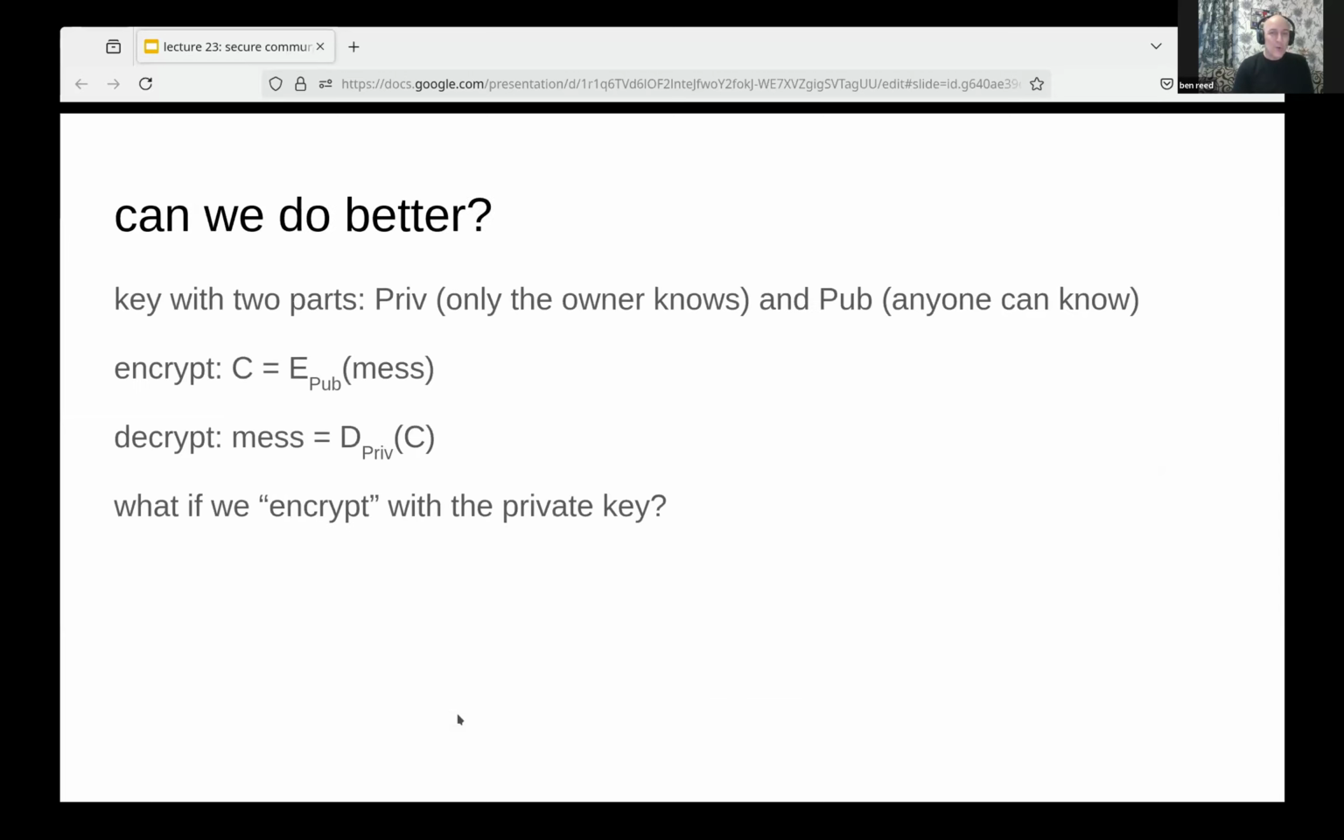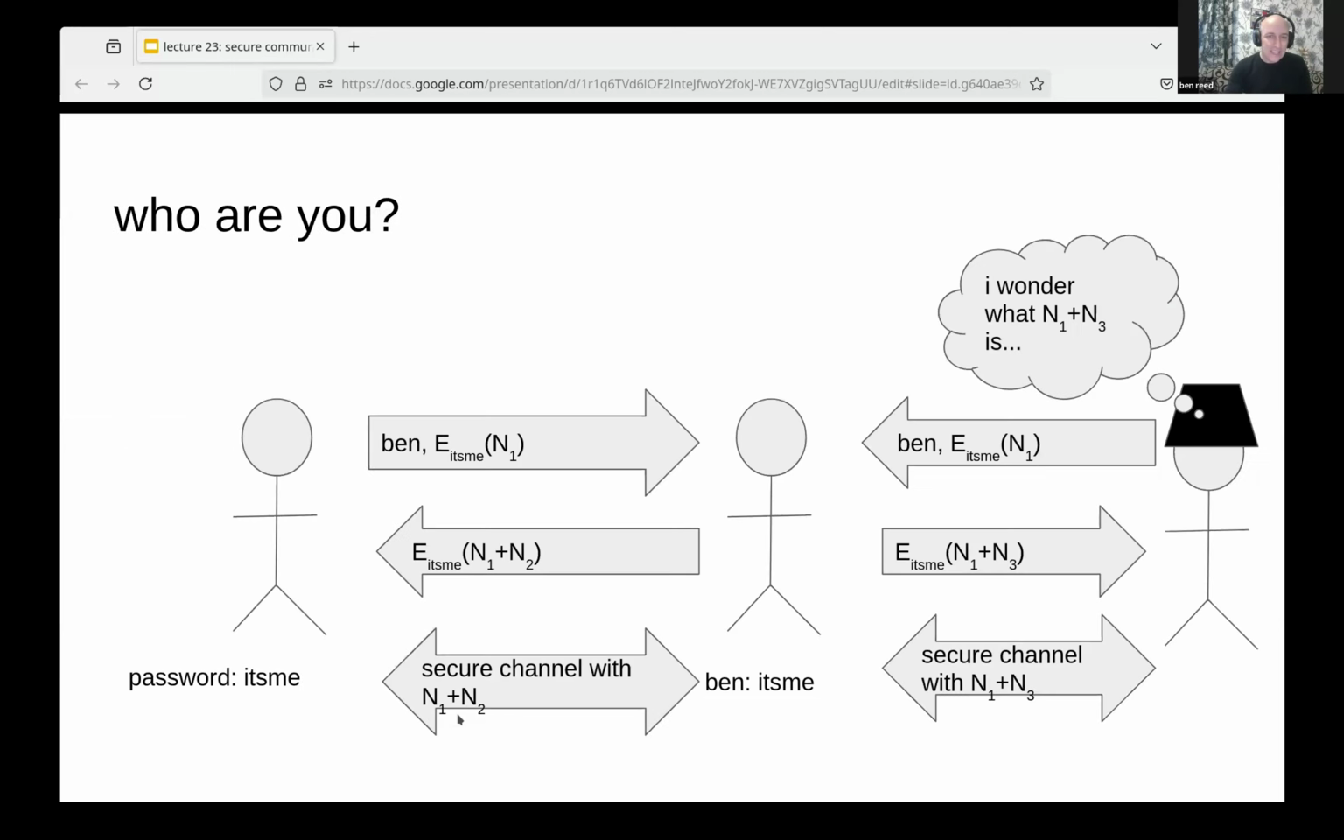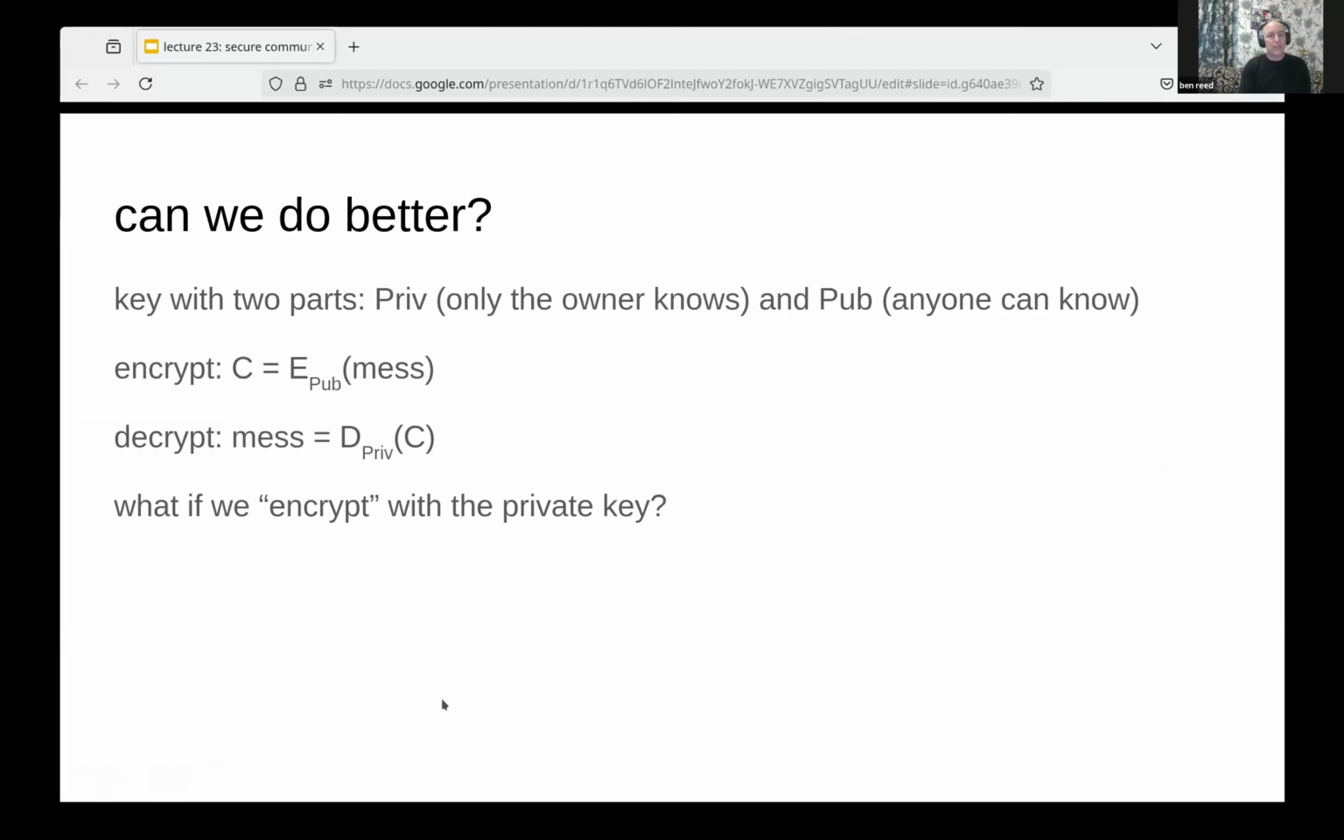Okay, so before we start using this key, what we can do is replace this "it's me" password, the initial password that we communicate. Instead of using this shared key, we can use a public key. And then once we have that public key, we can negotiate a shared secret that we can do the symmetric encryption with. So let's just look at how this works.